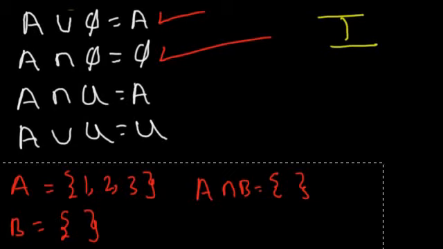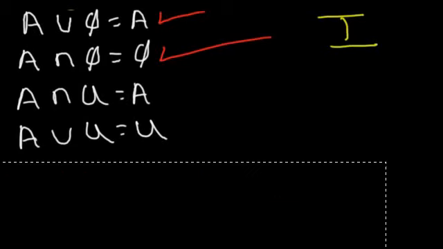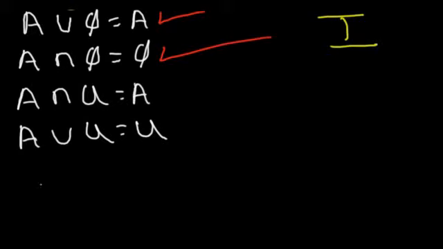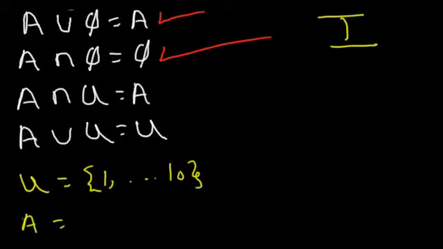Now for the third one, it says A intersection universal set is A. So let's try to check that out. Let the universal set be a set that consists of elements from 1 all the way to 10, and A is a subset of the universal set, consisting of elements 1, 2, 3, 4. A intersection universal set will be what? Intersection means the elements that are common to both sets. So 1, 2, 3, 4 is in set A, and 1, 2, 3, 4 is also in the universal set.